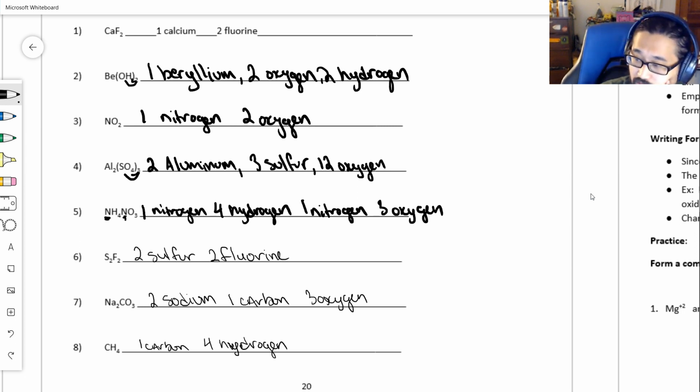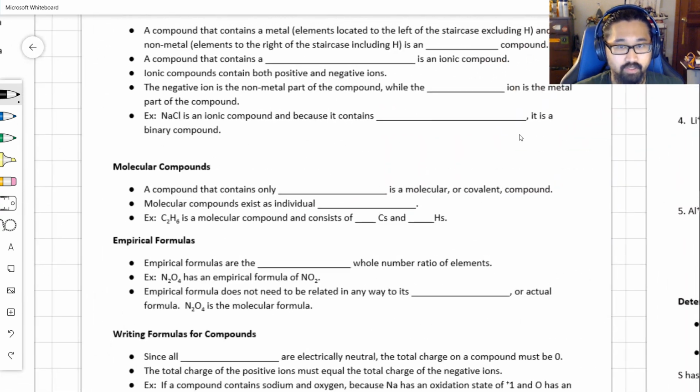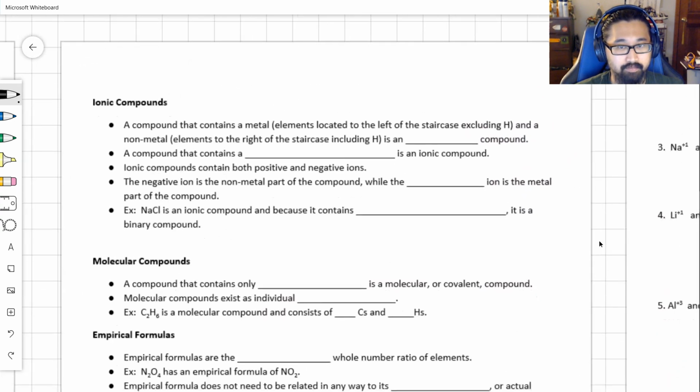The only thing to be careful of is something like this, where you have parentheses, know that you need to distribute, just like you would in math class. Alright. What we're going to do is we're going to kind of continue to move forward.